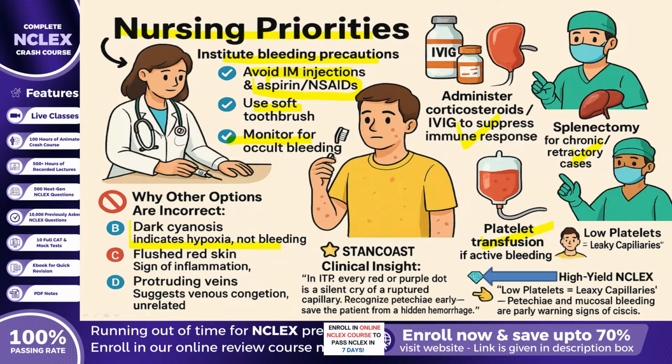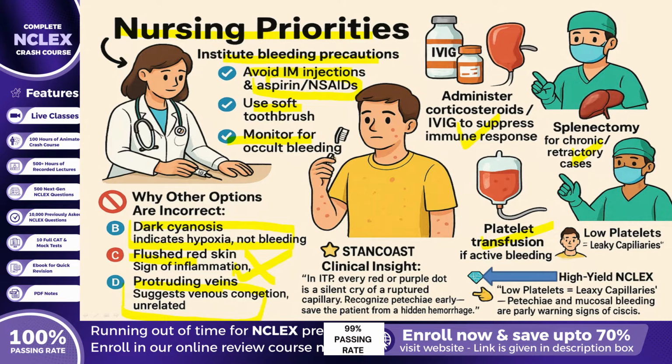Option B, dark areas of cyanosis, is incorrect because cyanosis results from poor oxygenation or hypoxia rather than platelet deficiency. It is a sign of cardiopulmonary compromise, not a bleeding disorder. Option C, flushed red skin, is also incorrect since erythema and warmth occur in inflammatory or febrile states, not due to thrombocytopenia. Lastly, option D, protruding veins, indicates venous insufficiency or increased venous pressure, which is unrelated to platelet malfunction or bleeding tendencies.